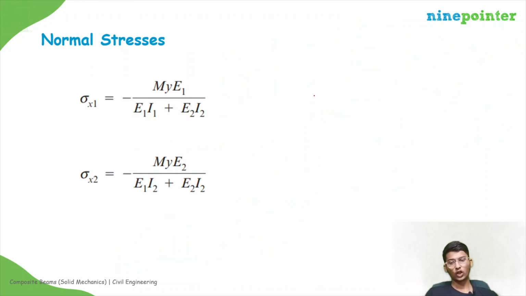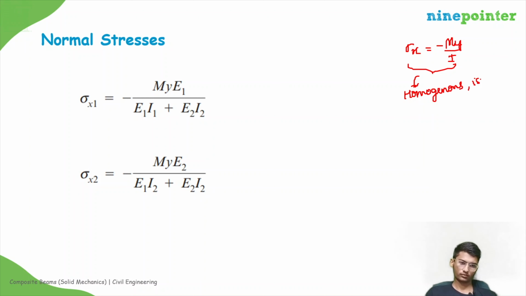Now normal stresses. See, in the case of a homogeneous beam of single material, we get the normal stress sigma x equals minus My by I. Don't bother about the sign. So we get this one for a homogeneous isotropic single material beam.